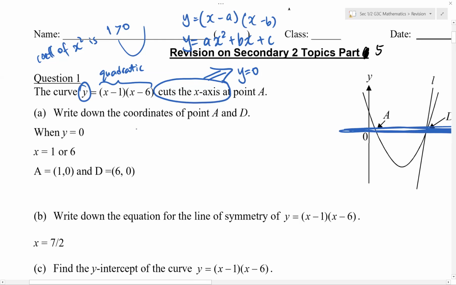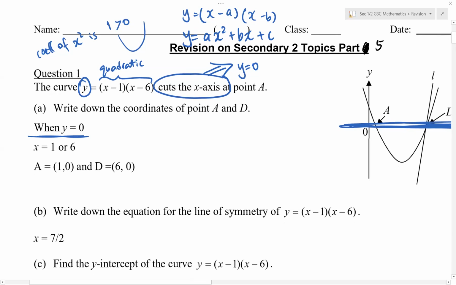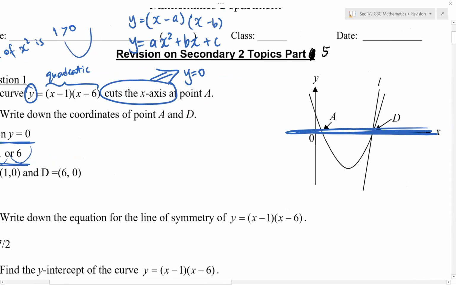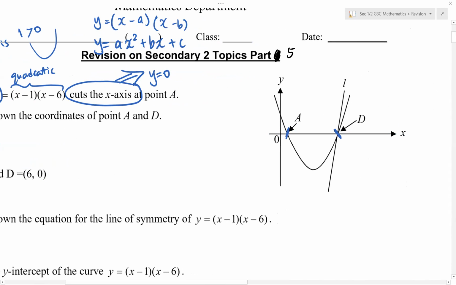We end up with, when y equals 0, x will be 1 or 6. You can see it straight away without calculation. Because when y equals 0, it implies that x minus 1 must be 0. Alternatively, x minus 6 must be 0, leaving us with 1 and 6 only. So these are the two values. x will be 1, x will be 6, implying two x values where it cuts.